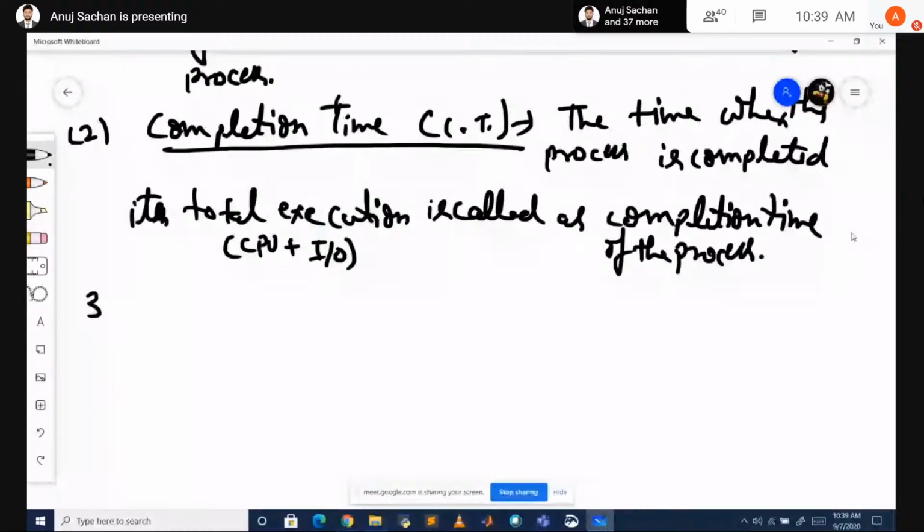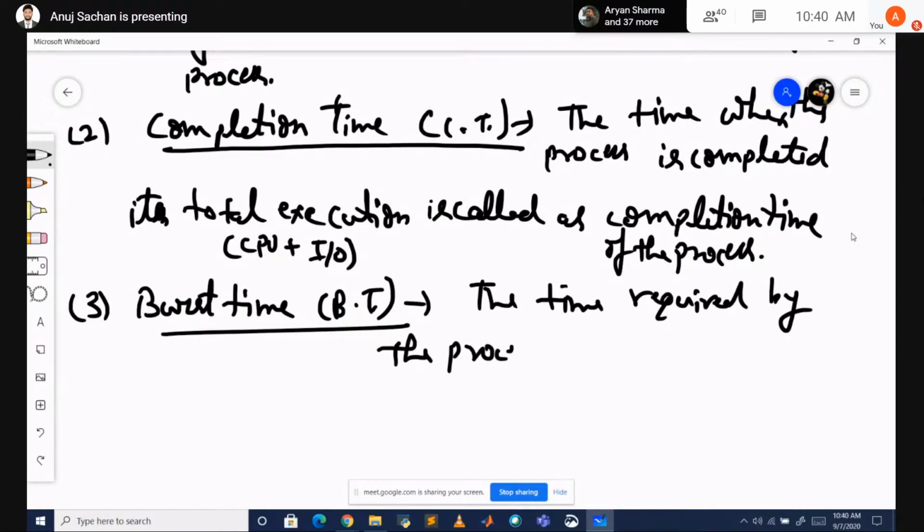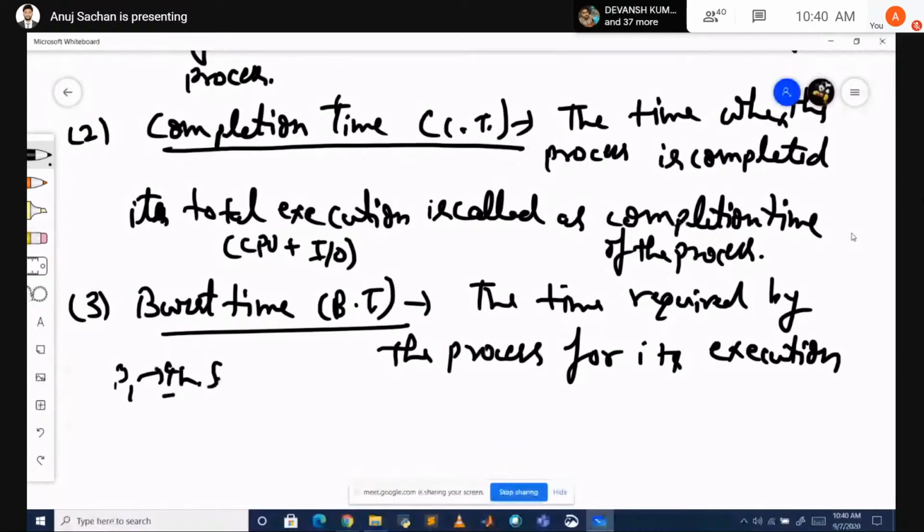उसके बाद है आपका बर्स्ट टाइम। क्या होता है? टाइम रिक्वायर्ड by the process for its execution. अगर एक प्रोसेस को रिक्वायर करने में जरूरत है 4 नैनोसेकंड, तो 4 नैनोसेकंड जो टाइम होता है वो आपका बर्स्ट टाइम होता है। टाइम रिक्वायर्ड बाय द प्रोसेस फॉर इट्स एग्जीक्यूशन is called as burst time of the process.